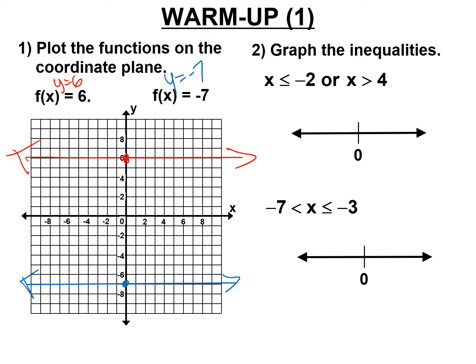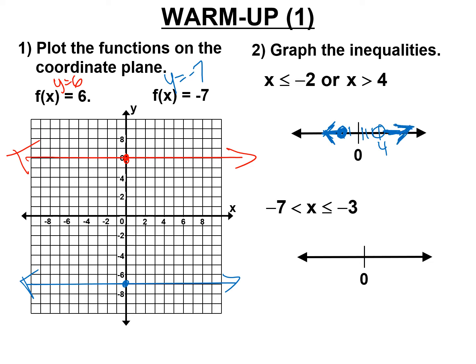Just like yesterday, remember we had the range could be an AND or an OR, although I didn't have a lot of examples. Hopefully we'll have more today. So to graph x is less than or equal to -2, we have a closed circle on -2, and we're going this way. X is greater than 4, open circle on 4, and we're going this way. That's a typical OR inequality.